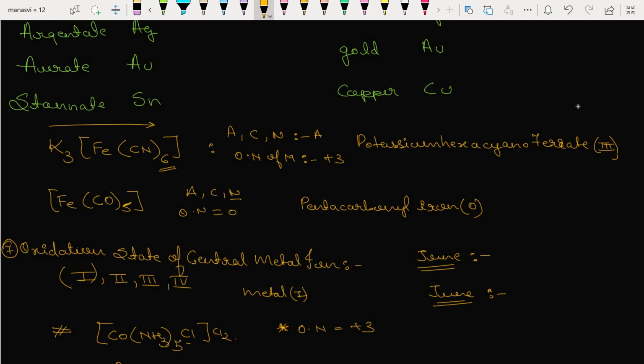Second example, Fe(CO)5. No charge is written on the left hand side nor the right hand side, so the complex is neutral. The oxidation number of iron is found to be 0, so we simply write the name as pentacarbonyliron, and the oxidation state of iron is found to be 0. Now, up to here the concepts are clear.